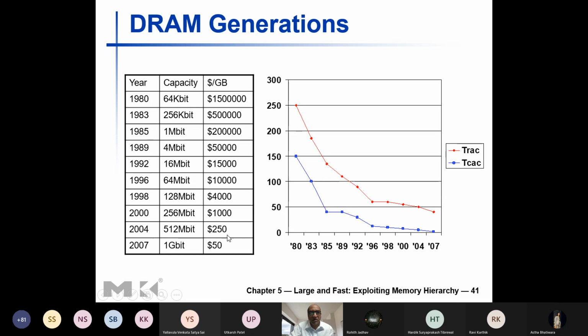...how it has come down, or become very economical, so that even the public can make use of the higher size of RAMs. So with that, the applications have also expanded, right?